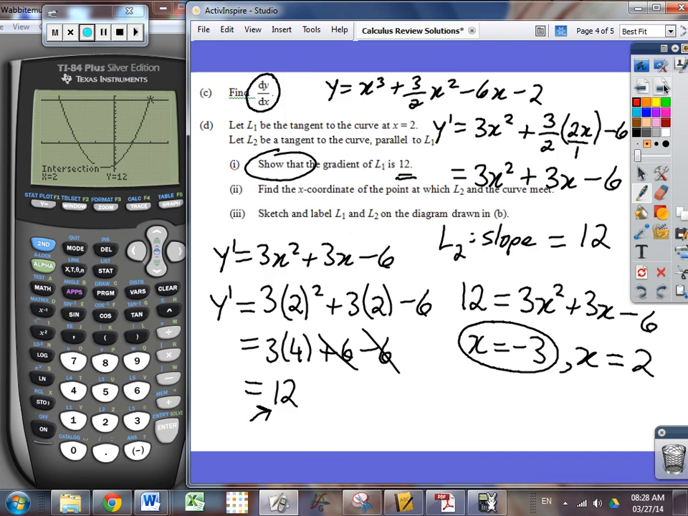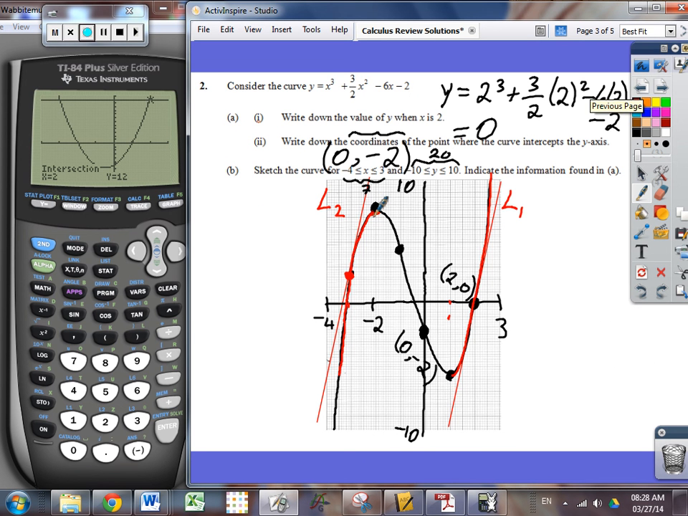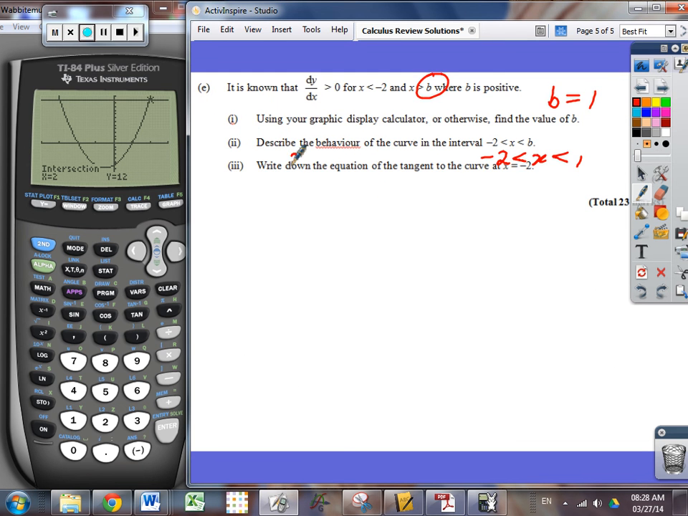So the question is asking, after what value, x is greater than what value, are we now increasing again? Where else is our derivative going to be increasing, positive again? We can see that occurred at a value of 1. When x was greater than 1 was where our function started to increase again. We need to describe the behavior of the curve from negative 2 to positive 1, and if you look at the curve, we can see that in between negative 2 and positive 1, what is our curve doing? It is decreasing. That is the behavior of the curve, decreasing.